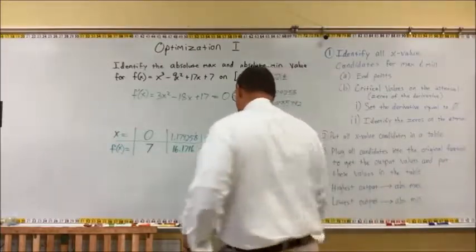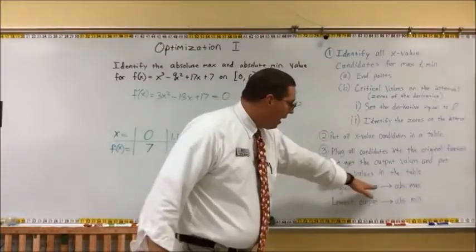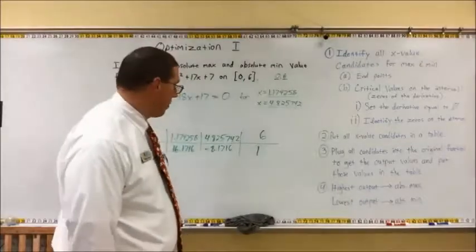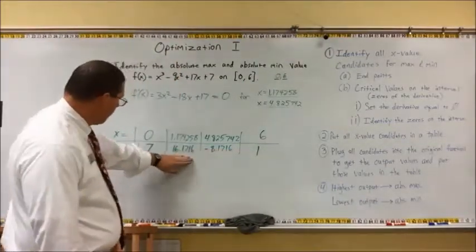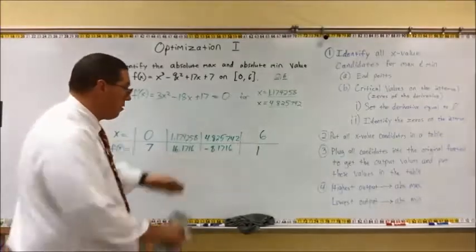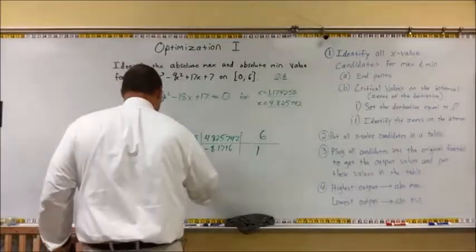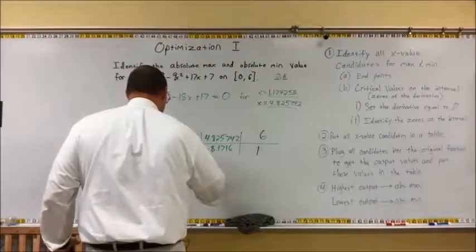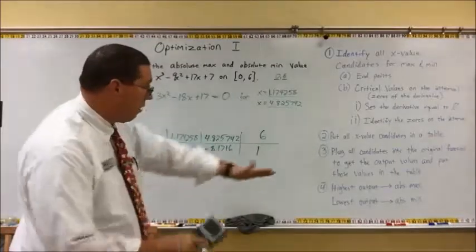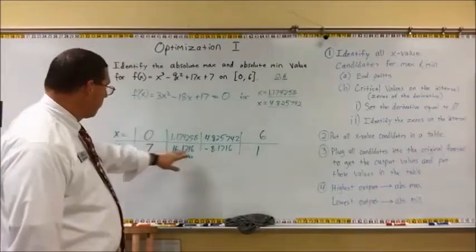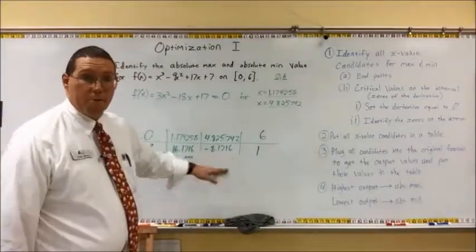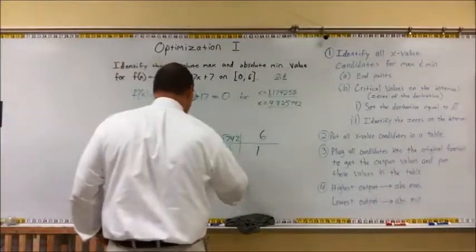And so now the last step says the highest output is my absolute maximum. Let's see, highest number of these 4 numbers, the highest number is 16.1716. So that makes this my absolute maximum. And the lowest output is my absolute minimum. Well, there's only one negative number, so that must be the smallest number. So this is the absolute minimum.